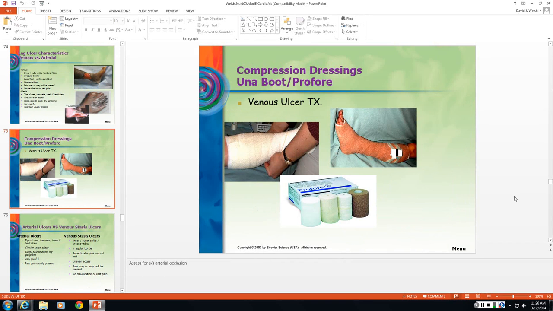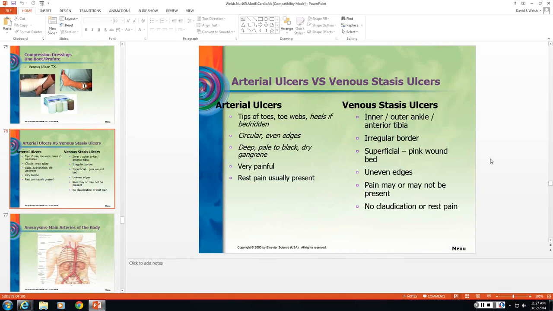So venous ulcer treatment, like we said, compression. You're going to keep a moist dressing on it if they have an ulceration. Here's just another thing that talks about the difference between the arterial and venous stasis ulcers. You need to be familiar with both of those.